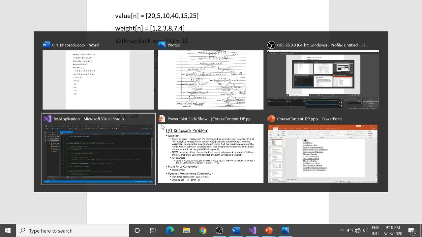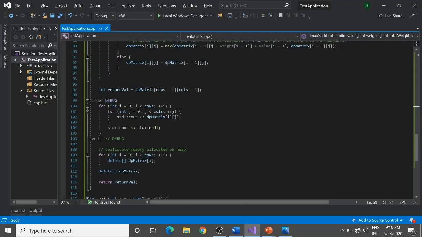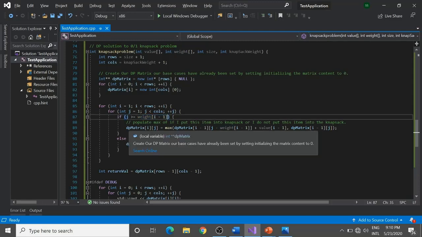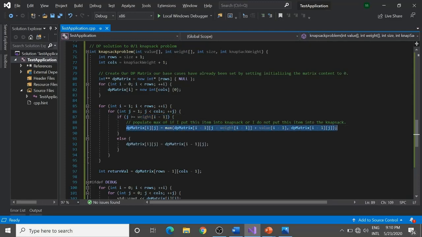So now coming on to the code, how do we actually populate our DP matrix? So this is our DP matrix. I have initialized it to 0, and hence I wouldn't be writing any base case other than that. Now these are the problems which I am talking about. If my knapsack weight is greater than the weight of the element which currently I am on, then it's okay. Then I need to branch out whether I include the element or exclude the element.